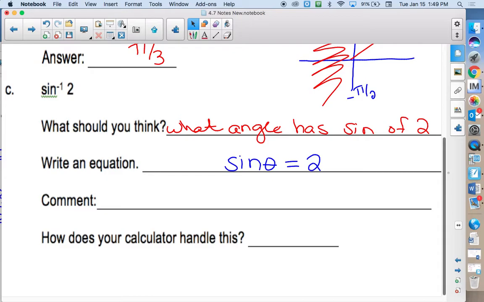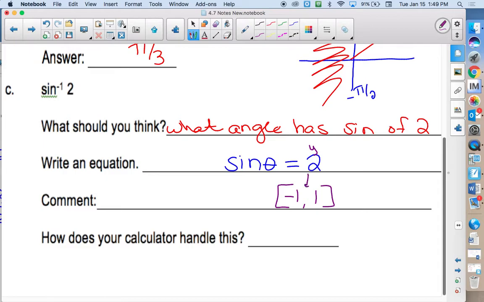There's no number next to the circle. Why not? Because we only do it whenever the radius is 1. He said we only have values when the radius is 1. This guy here is y. Well, our range just goes from negative 1 to 1. So this is undefined. There isn't an answer.